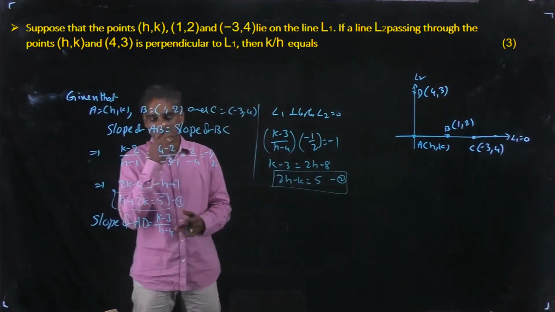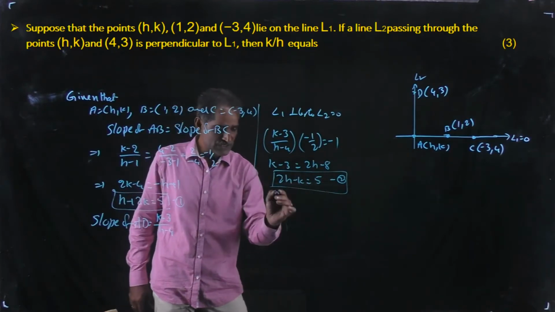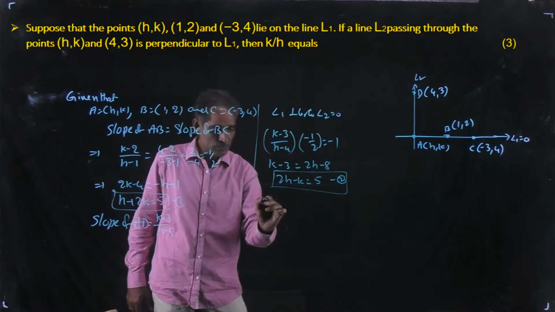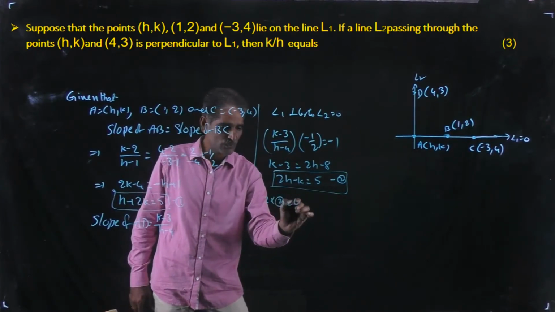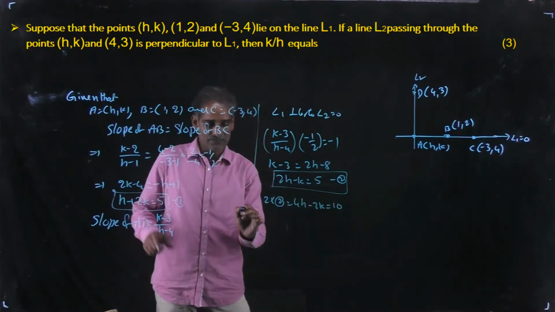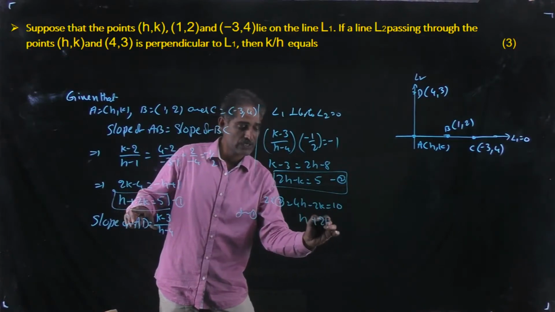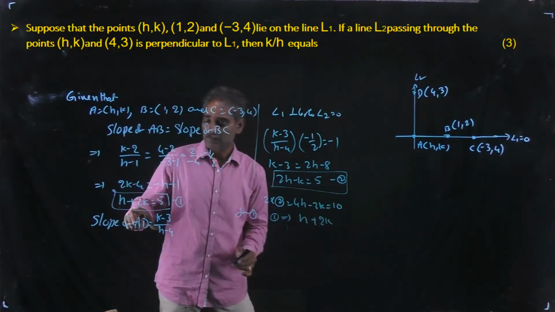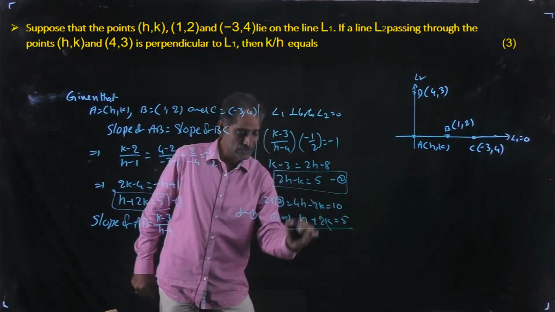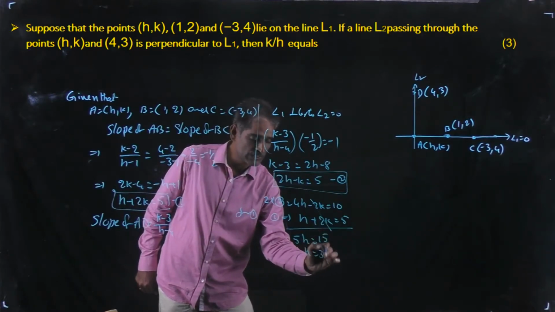From these two equations, find out h and k values. Multiplying equation 2 by 2, we get 4h minus 2k is equal to 10. From equation 1, h plus 2k is equal to 5. Adding these two equations, we get 5h is equal to 15, h is equal to 3.